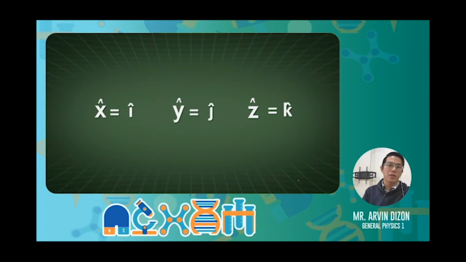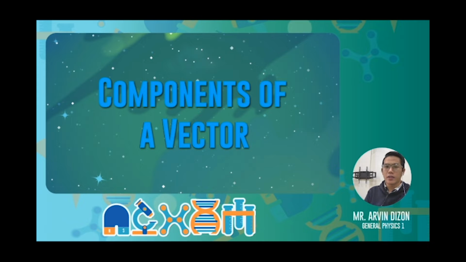Sometimes, different materials or references use different letters to indicate unit vectors. In our case, we're going to use the values x hat, y hat, and z hat. However, if you encounter a similar reference, i hat, j hat, k hat would also mean the same, indicating the different dimensions. For example, x hat and i hat indicate the horizontal dimension, y hat and j hat indicate the vertical dimension, while z hat and k hat indicate the third dimension. Another important topic is finding the component of a vector.